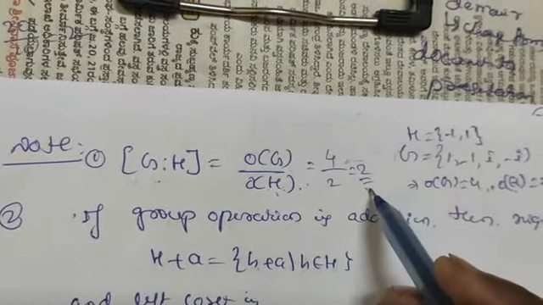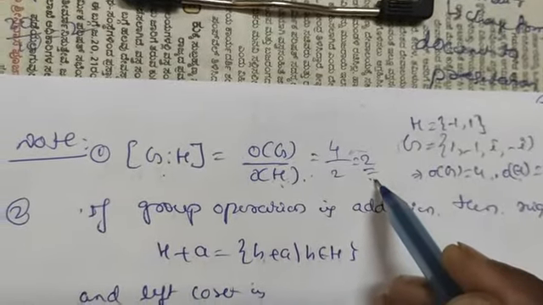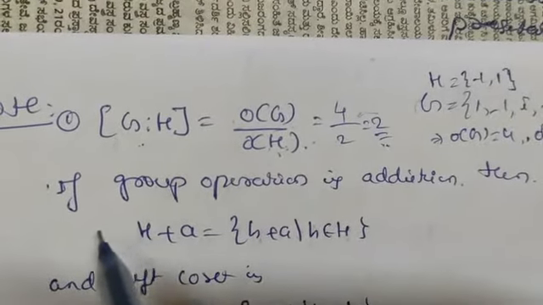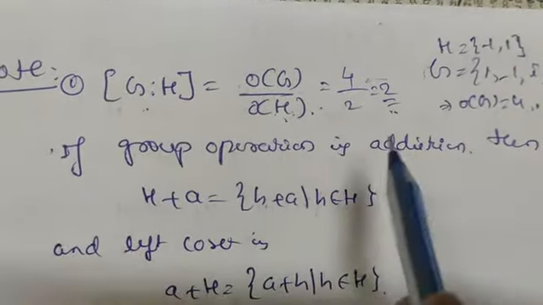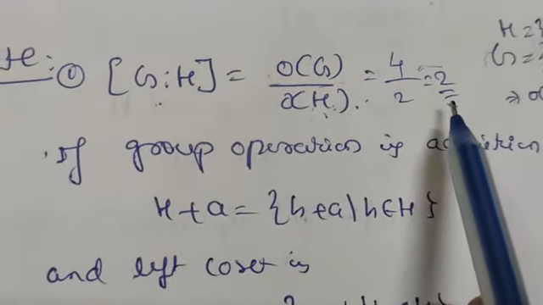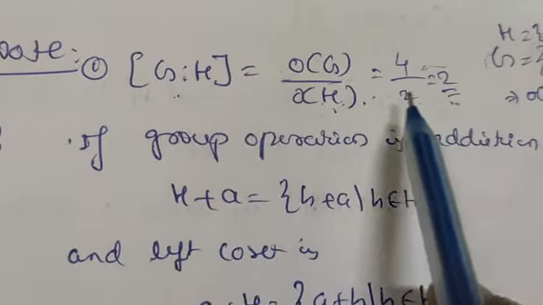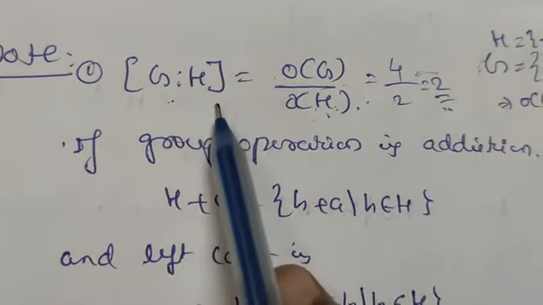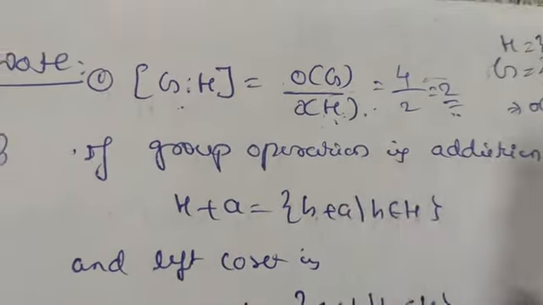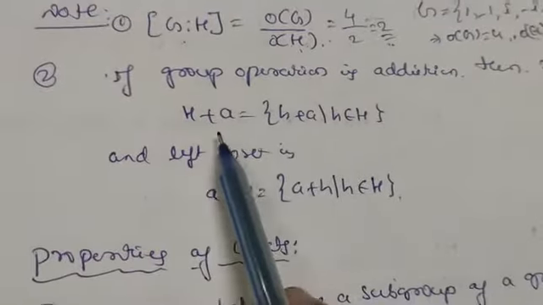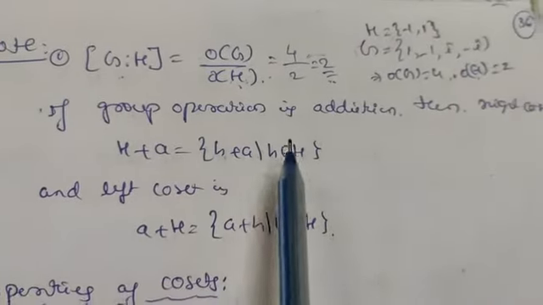So this is only the number of distinct right and left cosets. This we have seen in the previous example. There also we found only 2 distinct right or left cosets. So this is nothing but the order of G colon H, which is the same as the order of G divided by the order of H.